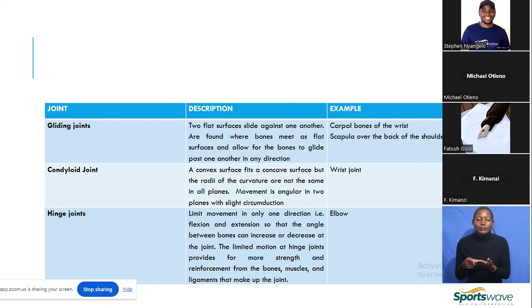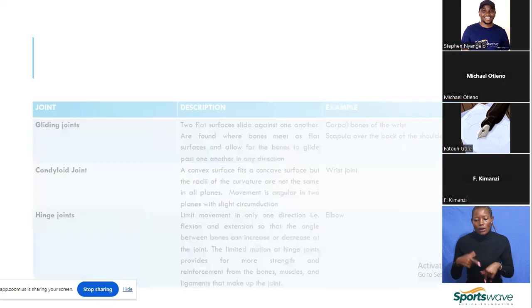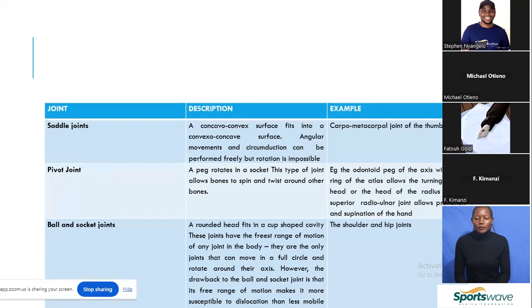Hinge joints are very common. The elbow is an important example of a hinge joint, and of course, a hinge resembles the hinge on the door, allowing movement in only one plane. A saddle joint, again, we are looking at the thumb. That is another very good example of a saddle joint, and again, the ability to hold, to grasp, and to write.